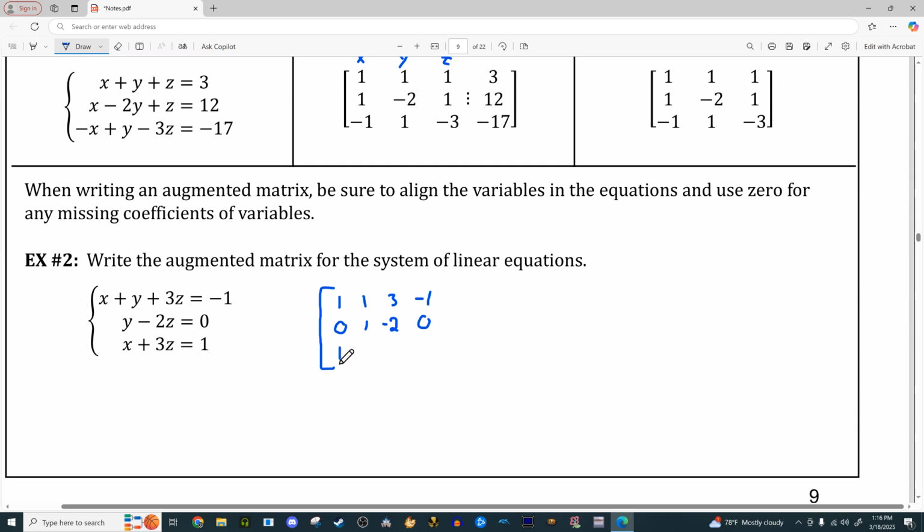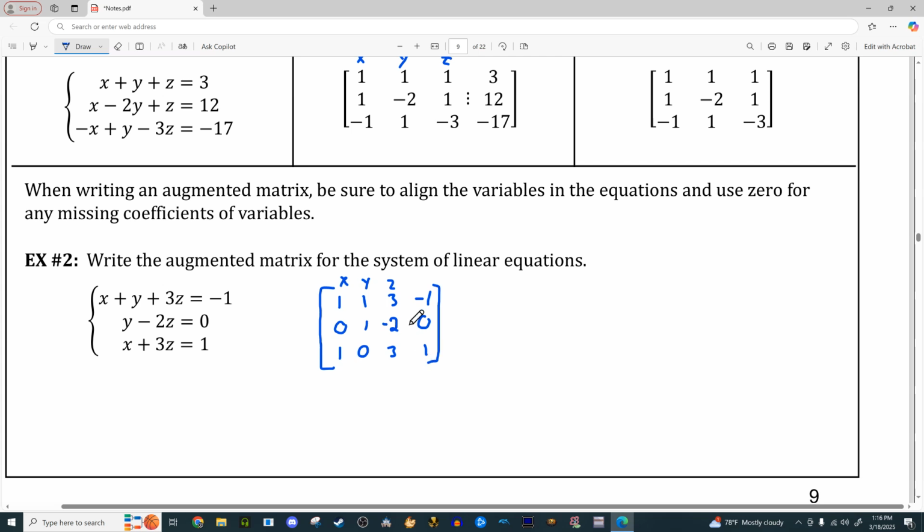So it's going to be 1x. Oops, don't need to write z there. I'm just writing the numbers, I'm not writing the variables in. The reason for that is it's implied that x is here, y is here, and z is here. So that's why I'm not writing in the variables with the coefficients. I'm going to close my matrix.